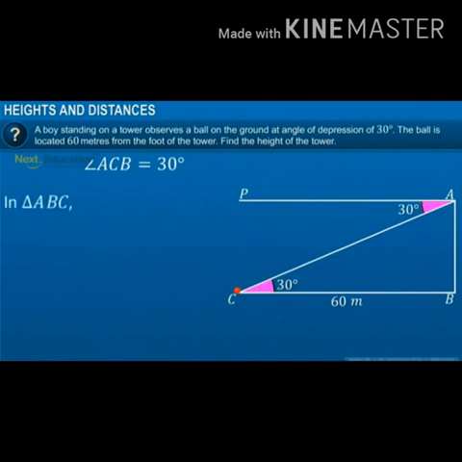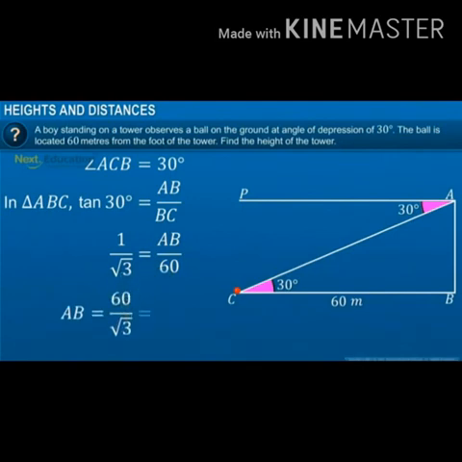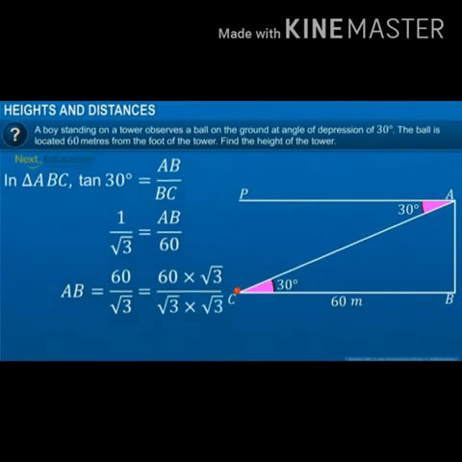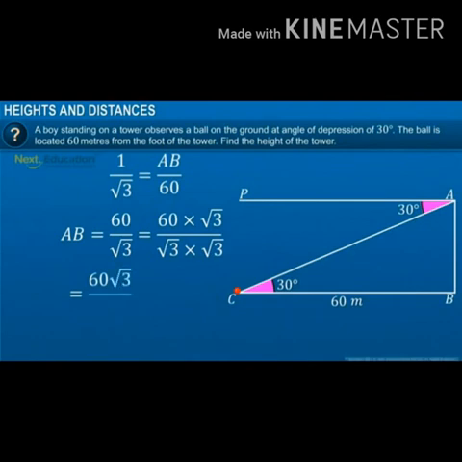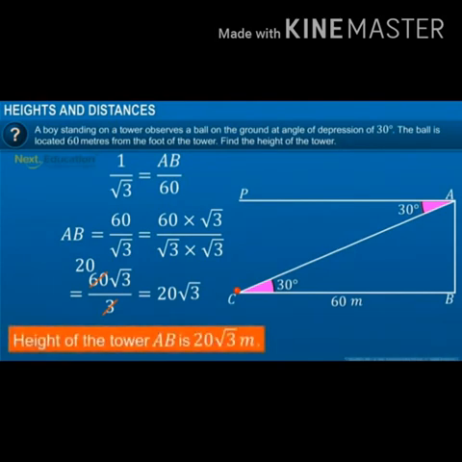In the triangle ABC, tan 30 degrees is equal to AB divided by BC. Substituting the values, tan 30 is equal to 1 by root 3 and BC equal to 60 meters. We get AB by 60 equal to 1 by square root of 3. Rearranging the expression, we get AB equal to 60 by square root of 3. On simplifying, we get 20 multiplied by square root of 3 meters, which is the height of the tower.